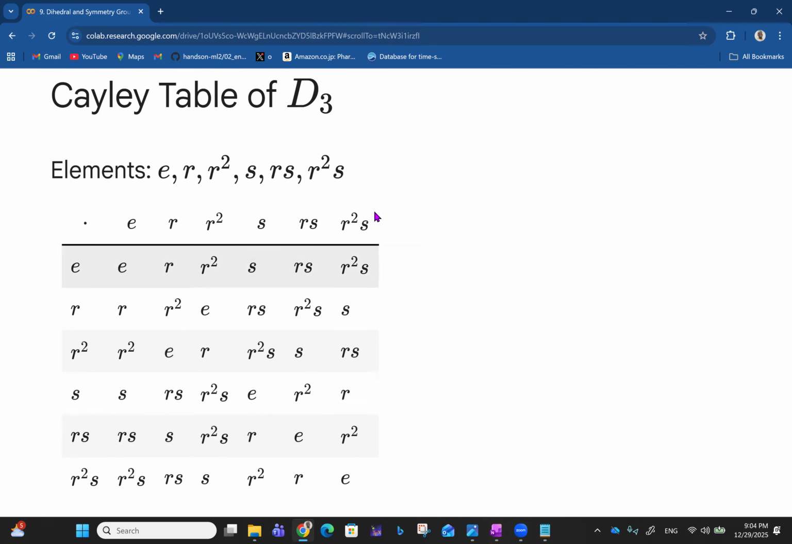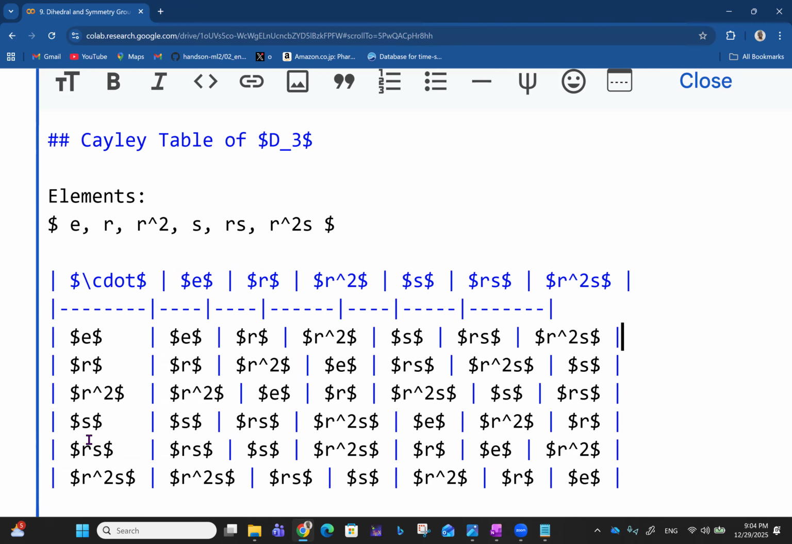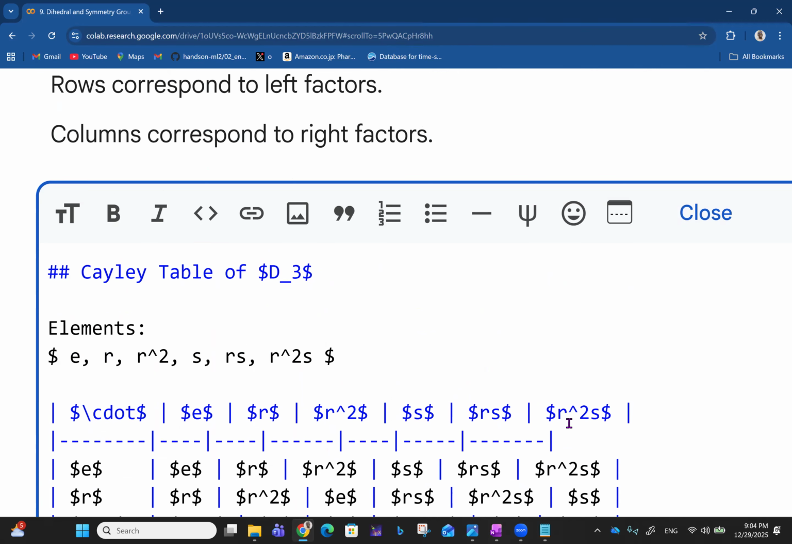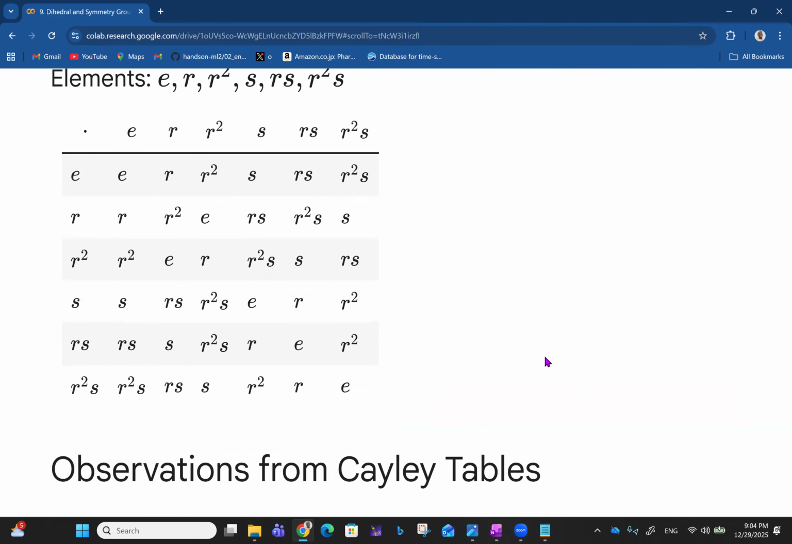Then s times rs should be r because s^2 is e. So s times rs is rs^2, which should just be r, whereas s times r^2s should be r^2. Okay. Yeah, based on the rules, that is what we should have.